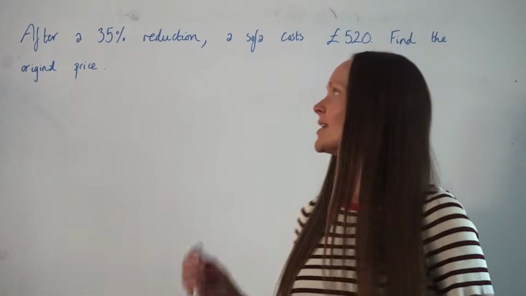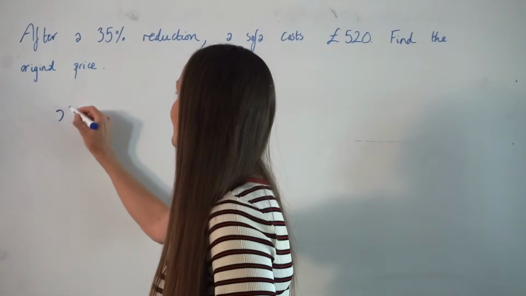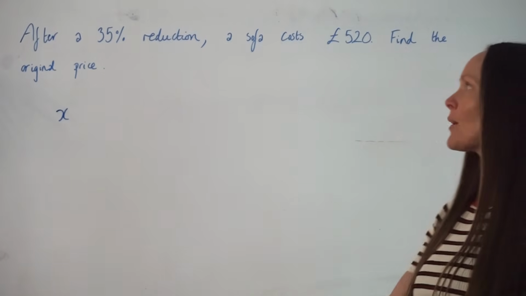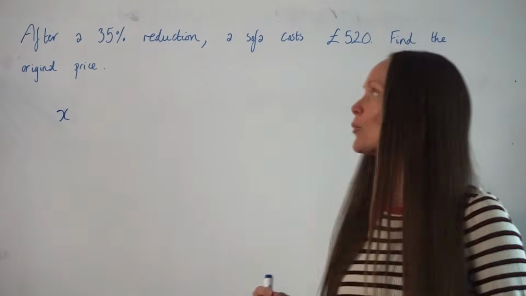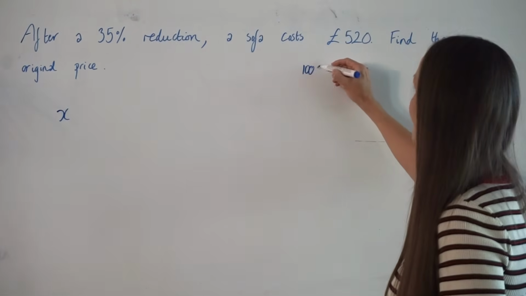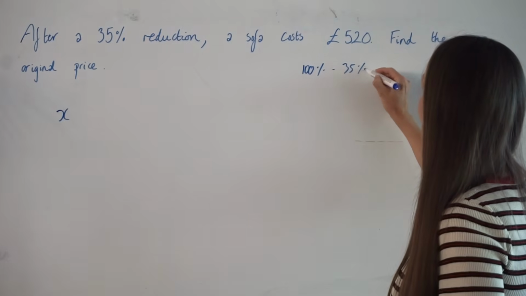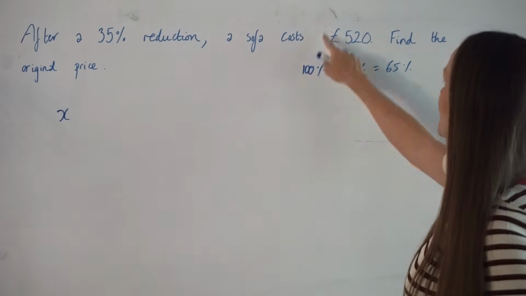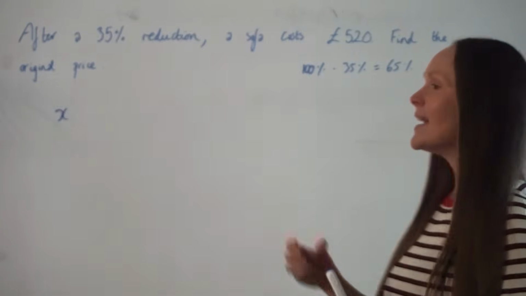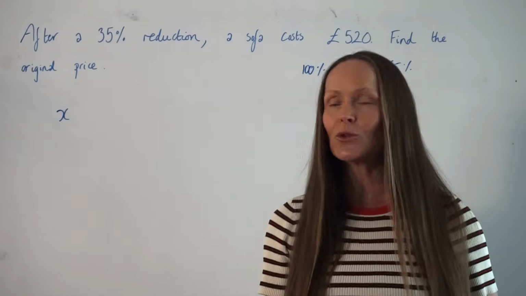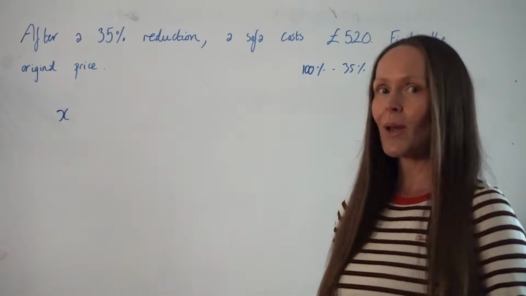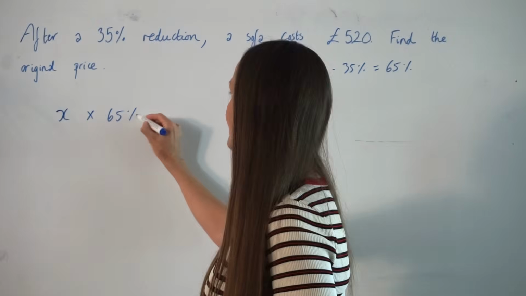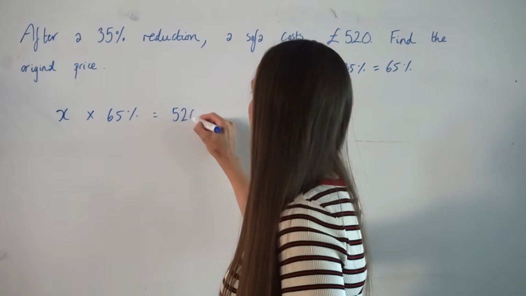Find the original price. So again, let's call the original price X. And in this question, it's a 35% reduction, which means we're taking 35% away from the original price. So 100% take away 35% leaves us with 65%. Okay, so the new price of the sofa, £520, is 65% of the original price. If we write an equation to show that, we would have X multiplied by 65% equals 520.